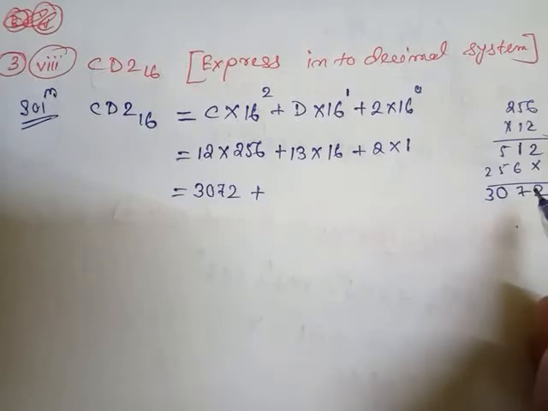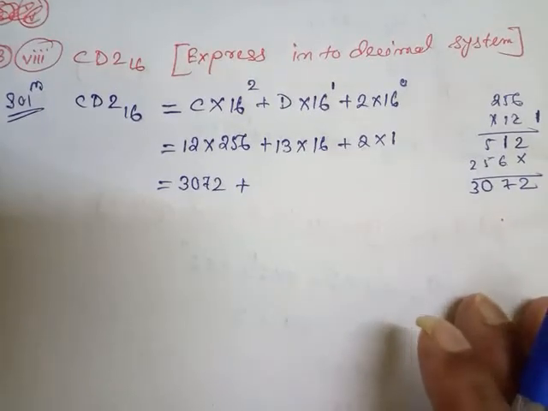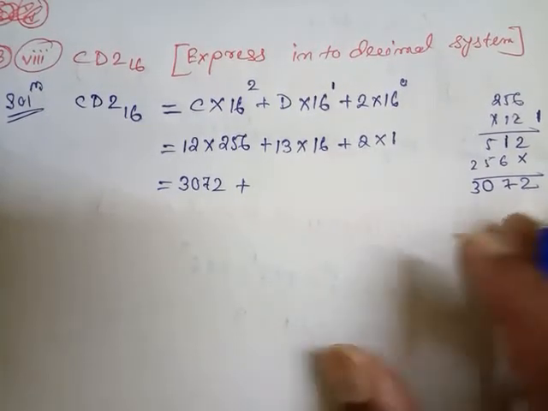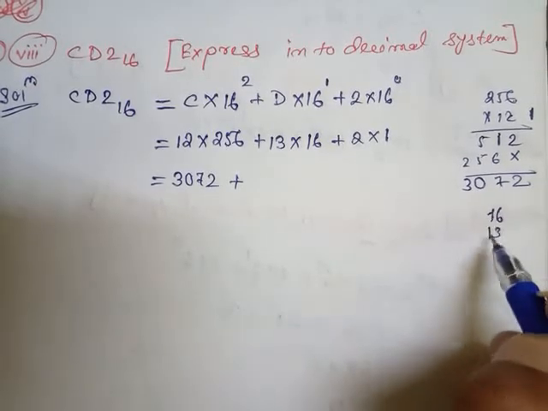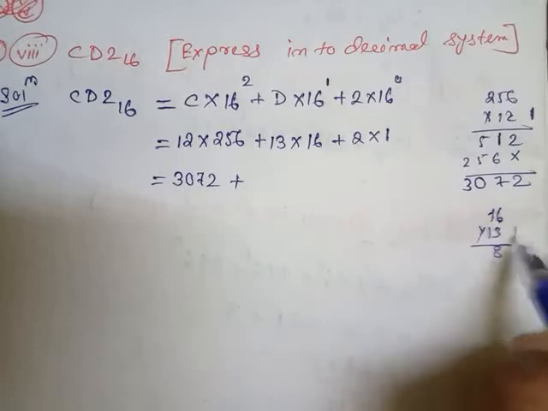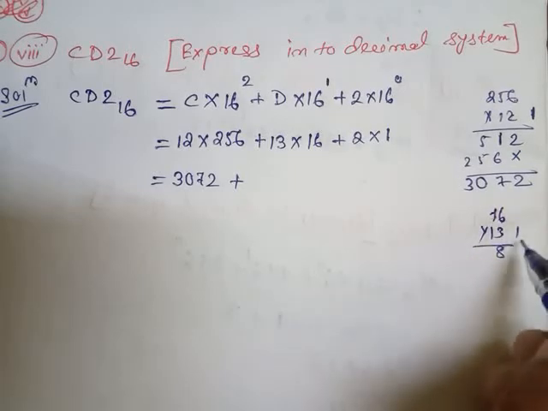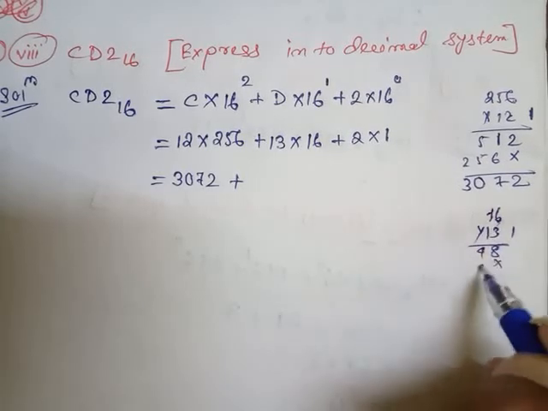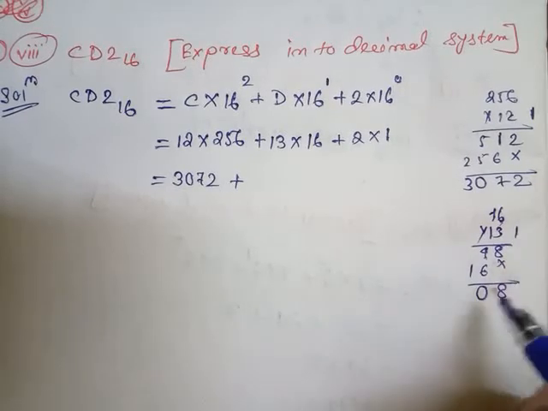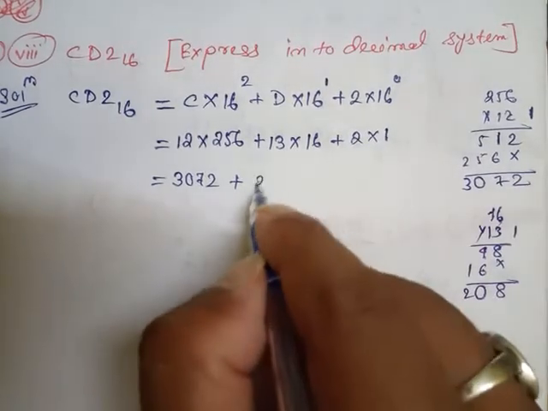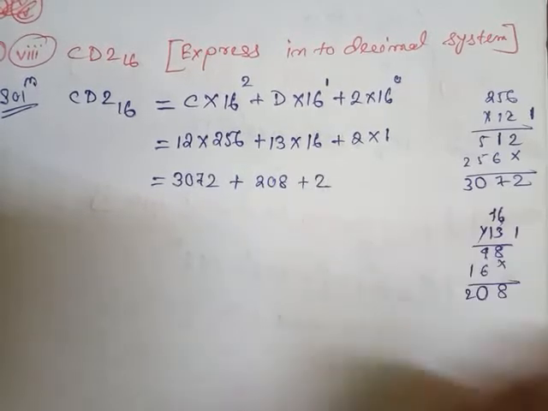Now 13 into 16. If I go for the multiplication here again, 13 into 16. So what will happen? Look here, 13 into 16, 16 into 13. 3 times 6 is 18, carry 1. 3 times 1 is 3, plus 1, 4, and 6 times 1 is 6, and 6 plus 4 is 10, which means 208, and 2 into 1 is 2.